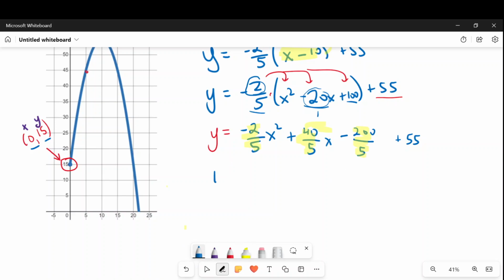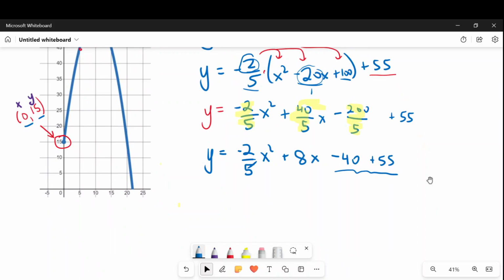But the other fractions can be simplified. 40 divided by 5 is 8x. Negative 200 divided by 5 is negative 40. And that's going to make this a lot easier because my final step is always collecting like terms. So I get y equals negative 2 over 5 x squared plus 8x, and negative 40 plus 55 is positive 15.